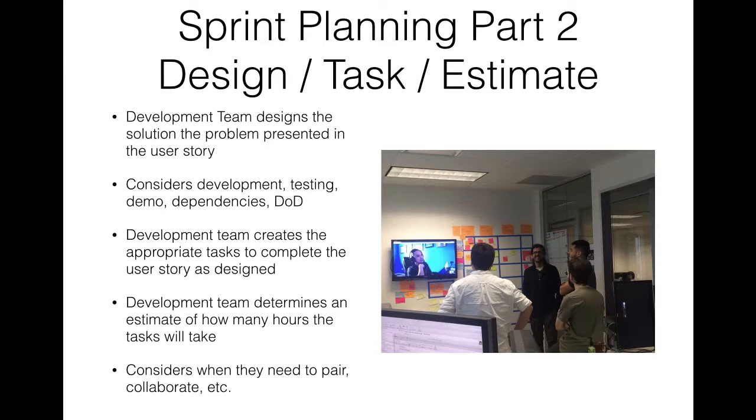Once the team has all of the design, all of the tasking, and the estimates on the tasks, and they feel like they have a fully put together plan, they articulate that plan to the product owner and to the Scrum Master, so that the whole team hears it and understands it, and they're all on the same page. Once that's done, sprint planning is finished.